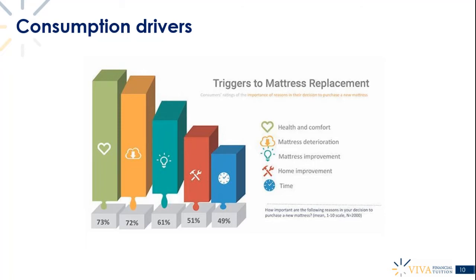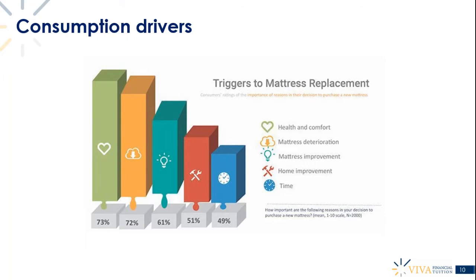Home improvement then, so in this situation where you're doing a renovation or perhaps you're moving into a new house and you are doing up the inside, furnishing it and so on, that's another strong reason, 51%. And then time, in other words, you feel that it is simply too long since you've replaced the existing mattress. You think it's about time that you replace your existing mattress, and that accounts for 49%. But really, in that context, 73% for health and comfort and 72% for mattress deterioration, those two are way ahead, relatively speaking. Those are the main considerations.